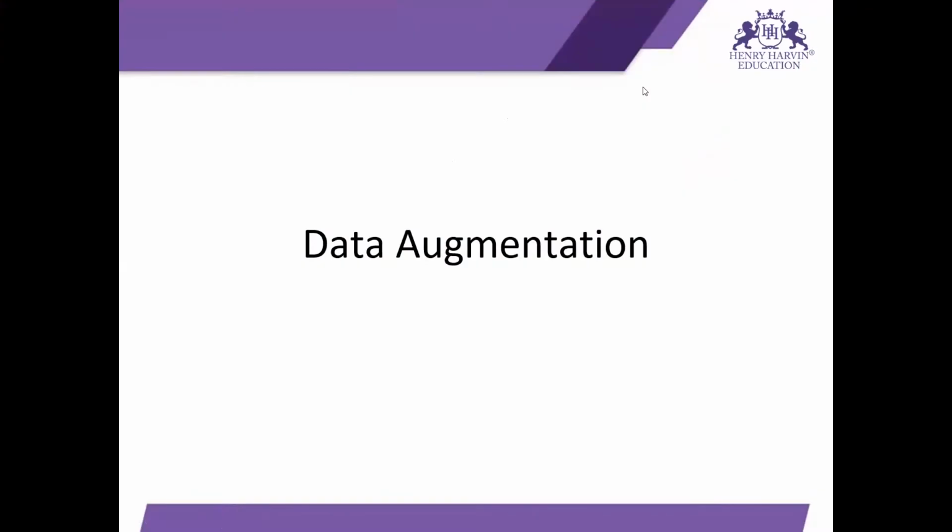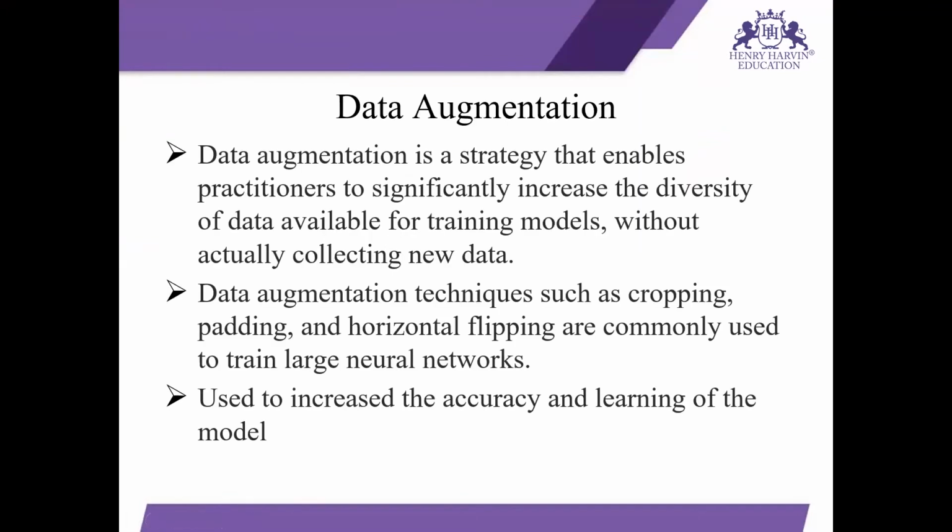In this video, we are going to discuss data augmentation. So what is data augmentation? It is a strategy that enables practitioners to significantly increase the diversity of data available for training models without actually collecting new data. These techniques include cropping, padding, and flipping. These are the common techniques that are used to train large neural networks, and they are used to increase the accuracy and learning of the model.